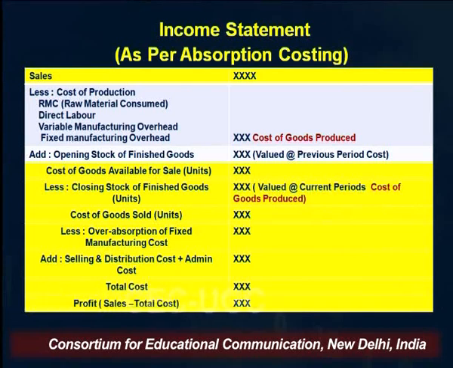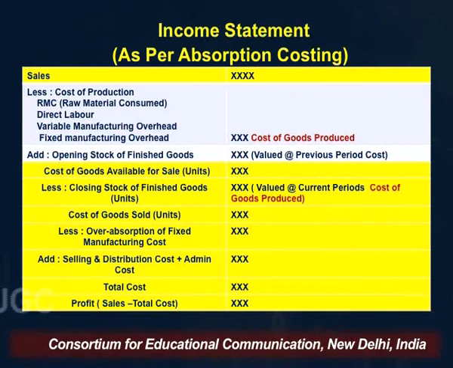So if you look at the entire preparation of income statement, or statement of profitability, as per absorption costing, what we are doing is considering variable as well as manufacturing overheads while computing total cost. Along with that, another difference here is while computing the value of opening stock and closing stock. They are valued in different ways. Opening stock is valued at previous period cost, whereas closing stock is valued at current period's cost of production, right?